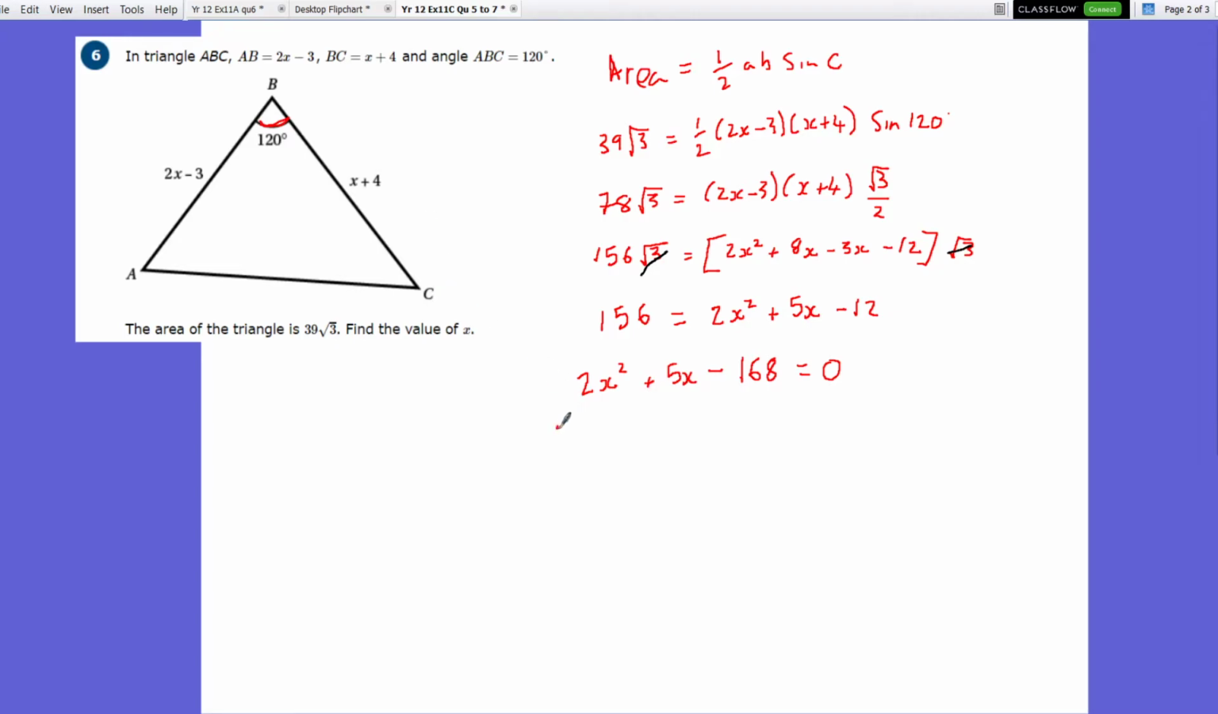If I go on, I've got two solutions on my calculator. Solution 1, it tells me x is equal to 8, and the other solution, it tells me x is equal to minus 21 over 2. Let's just put that in perspective, that's minus 10.5.